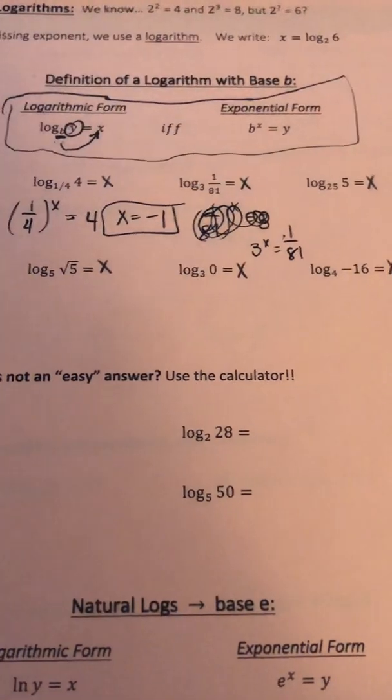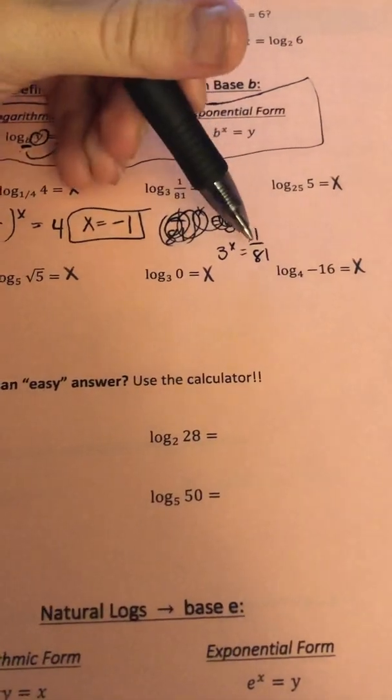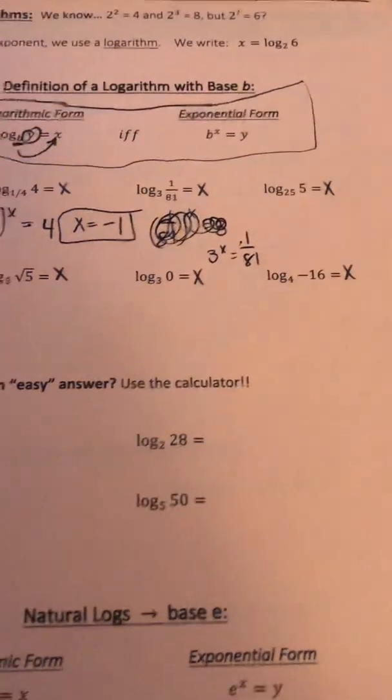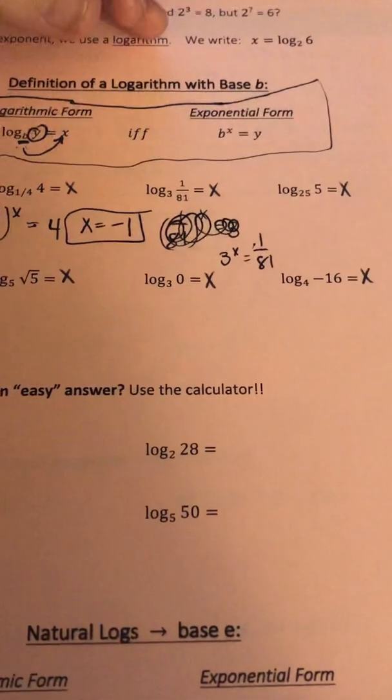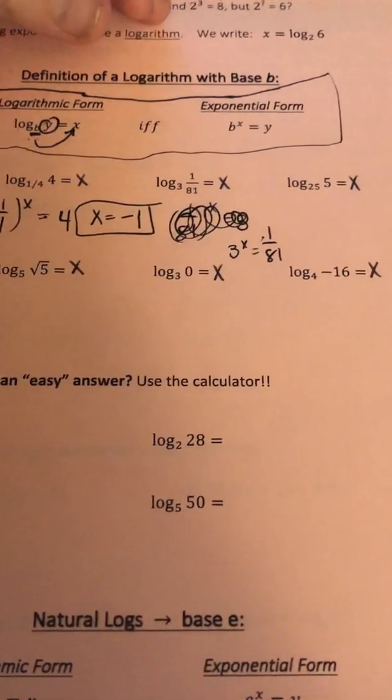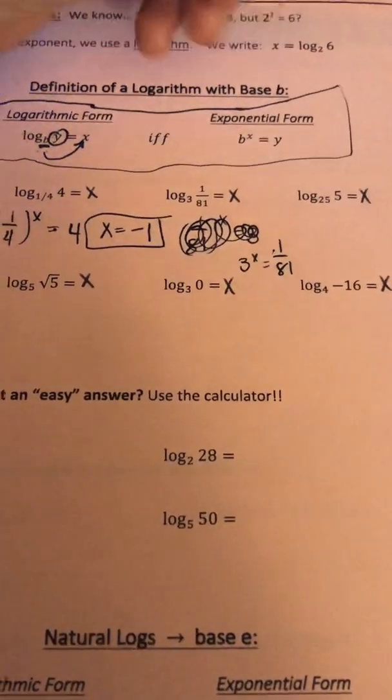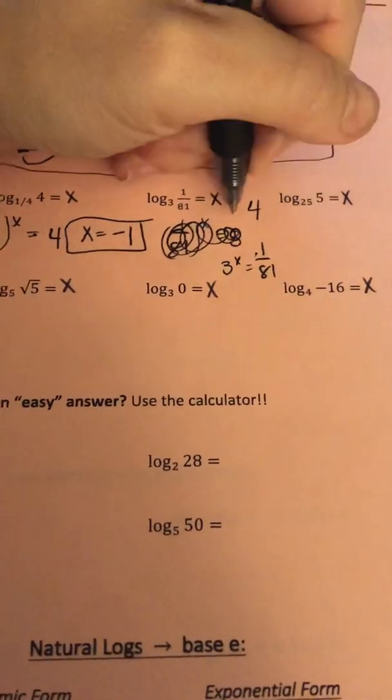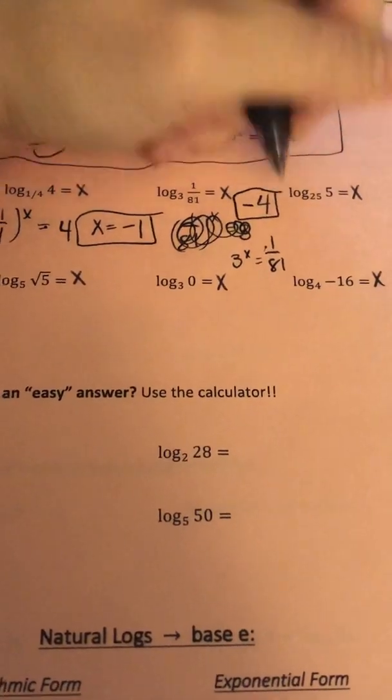And again, here I am saying that we're taking a whole number and we're trying to turn it into a fraction. So you can think of whatever the power is to make 3 become 81, which would be 4, but because we're taking a whole number and making it a fraction, it's going to have to be negative.